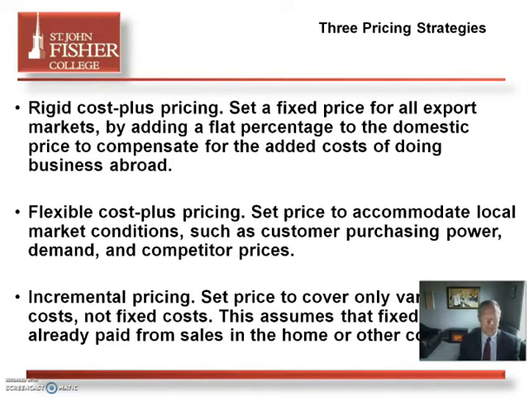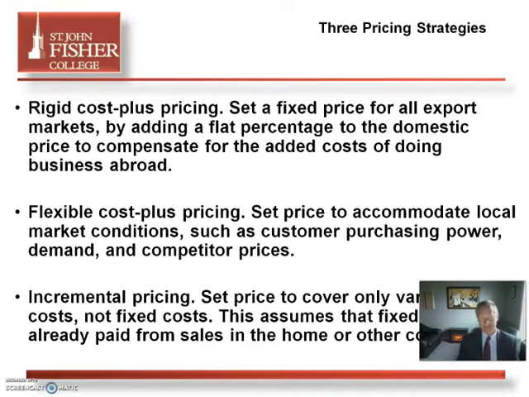You've got flexible cost plus pricing, which most people will do, which says, all right, my costs are $5. I'm going to sell it at $5 plus 40% in this market, $5 plus 60% in this market, $5 plus 100% in this market, based on PPP, based on income levels, based on how strong my brand is, based on competition. So most people take a flexible cost plus pricing.